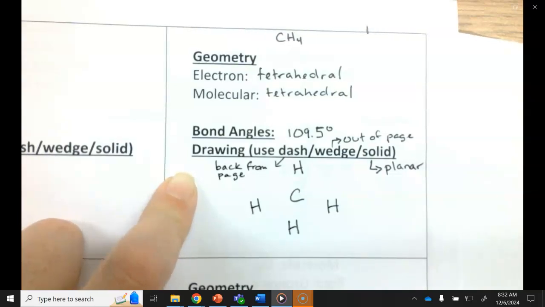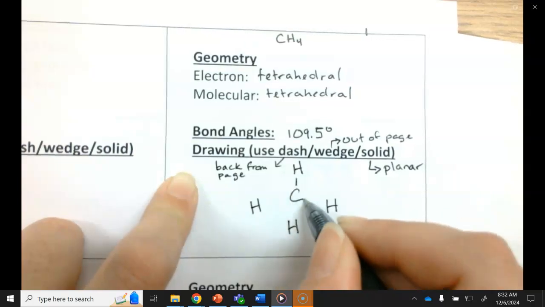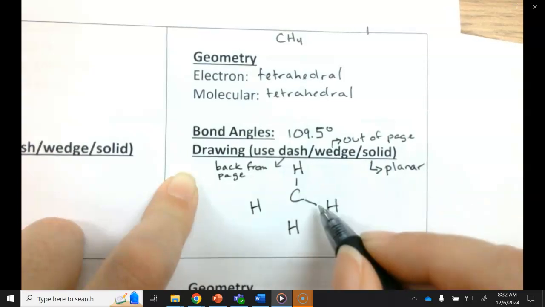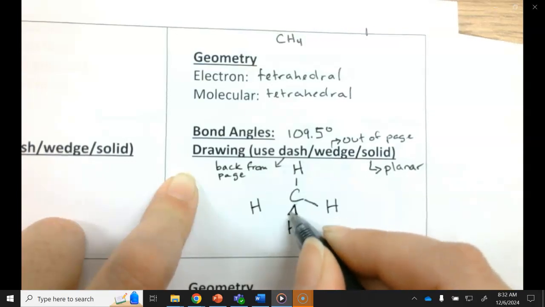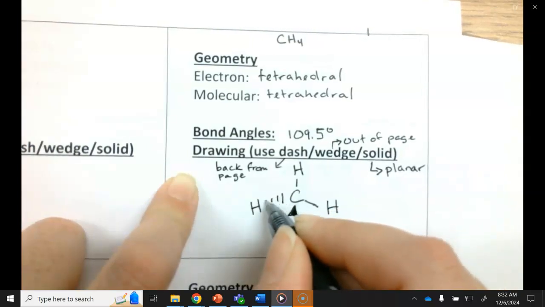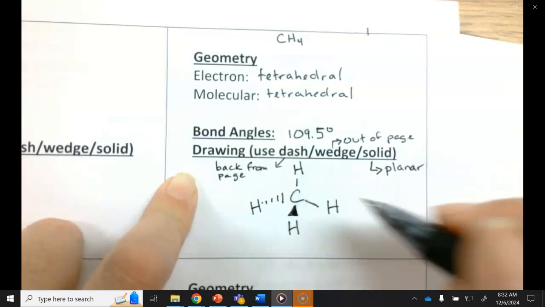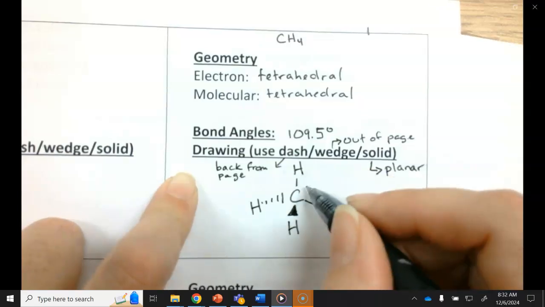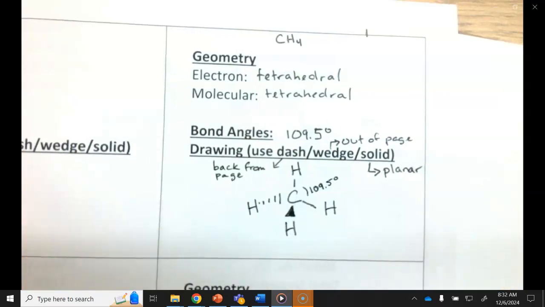It doesn't really matter which ones you pick to make the dash, the wedge, or the solid, as long as you have 2 solids, 1 wedge, and 1 dash for an area with 4 electrons. So there's my 2 planar bonds. Those are the ones that are flat with the center atom. And then now I know I need to have 1 wedge coming out of the page pointing out at me, and 1 dash that goes back away from me. So this makes a better look at it because it doesn't look like the angle is only 90 degrees now. Now it looks like that angle is a more correct 109.5 degrees.